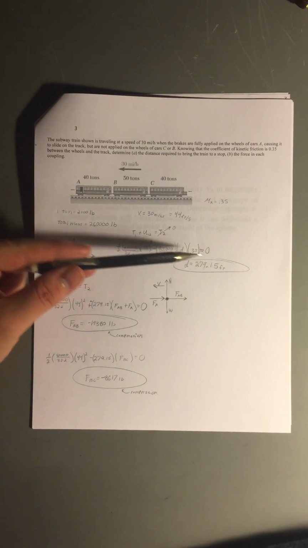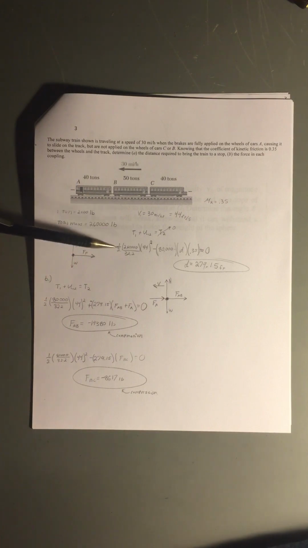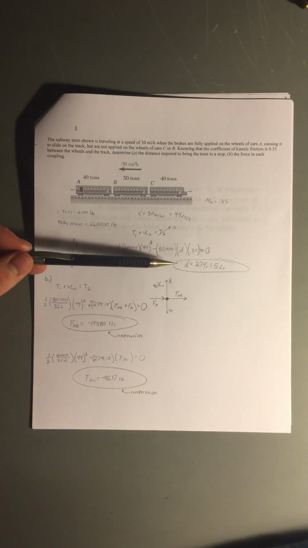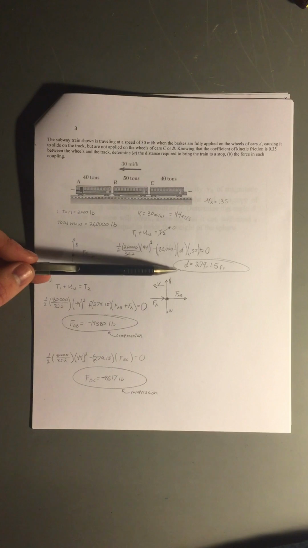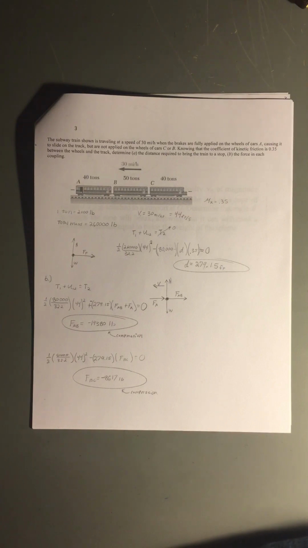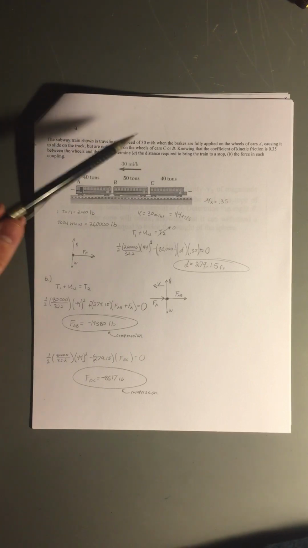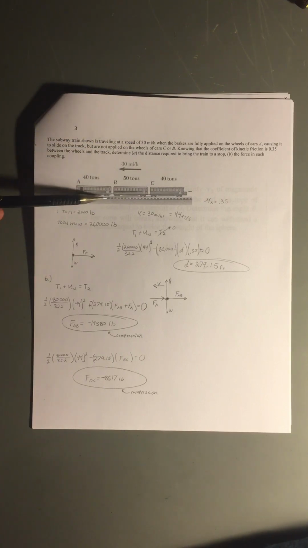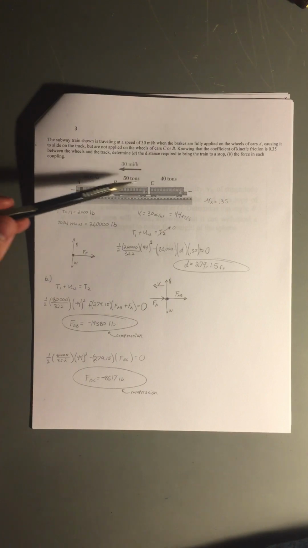And so after plugging in everything we know into this equation here, we can solve for D and find out the distance that this train travels is 279.15 feet. And then for part B, the question asks us for the force in each of the couplings. So the force between A and B and C here.